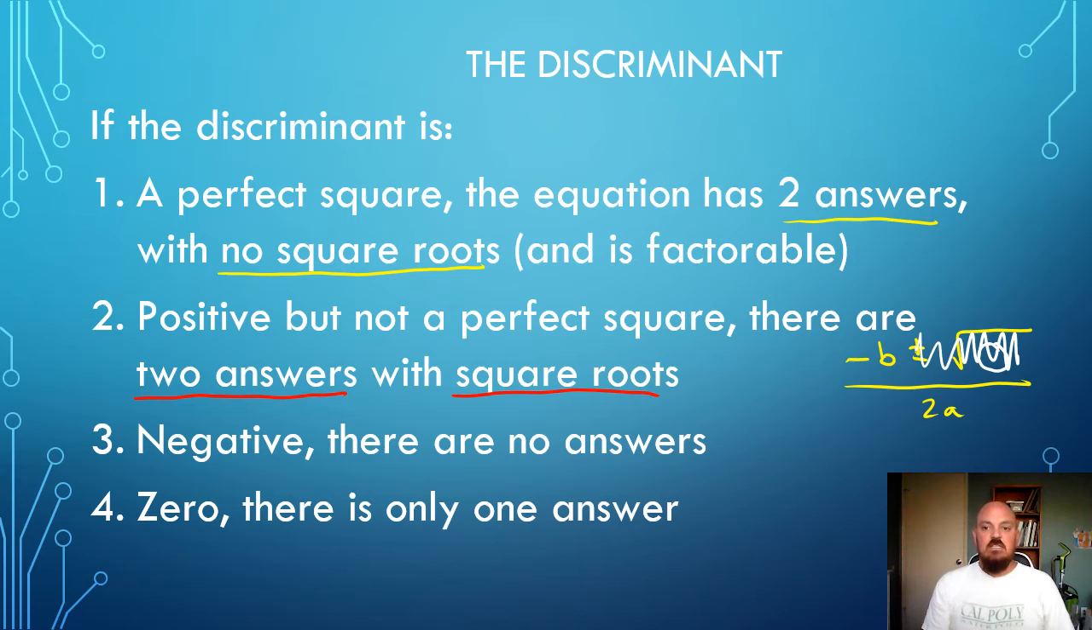So those are the different possibilities. I gave you some examples. I kind of drew them over the camera, over me. But what you want to do is remember these four things here. So if I do b squared minus 4ac, and I get a perfect square, I know I'm getting two answers, no square roots. If I get a positive number that's not a perfect square, I'm going to get the messy answers, two answers with a square root. If I get any negative number, there's no solutions. And if I get 0, there's exactly one answer.